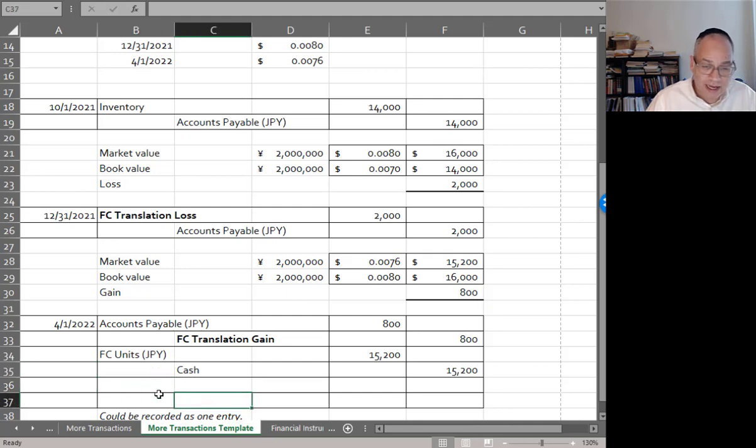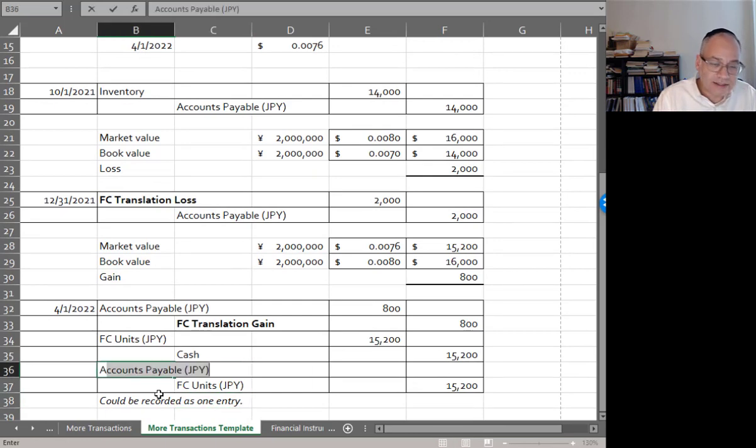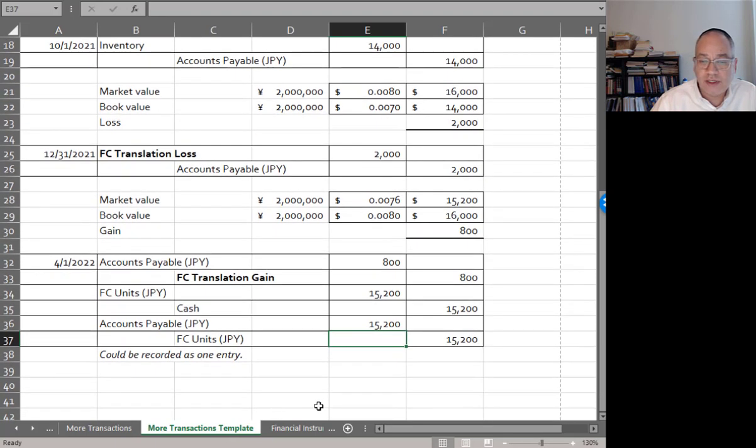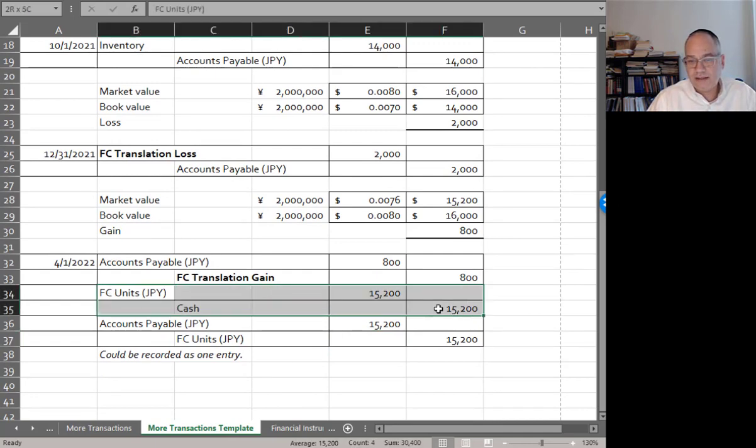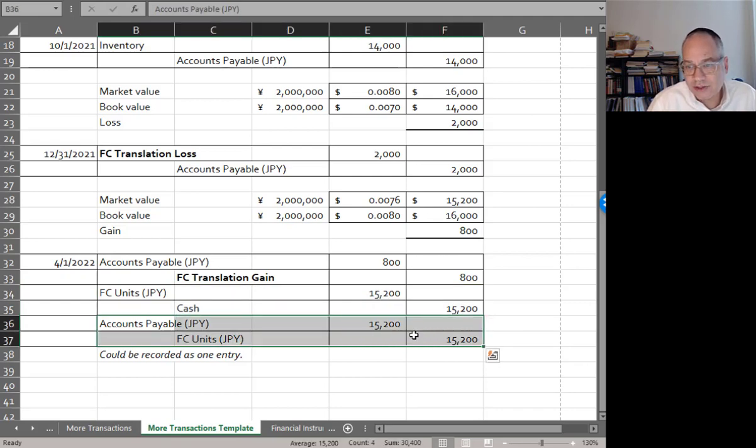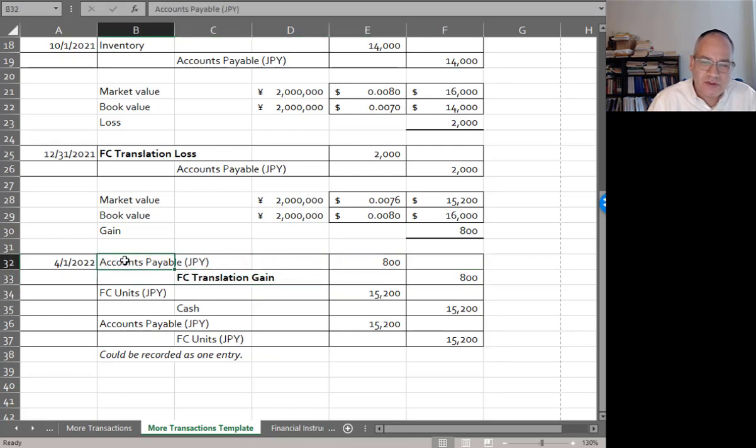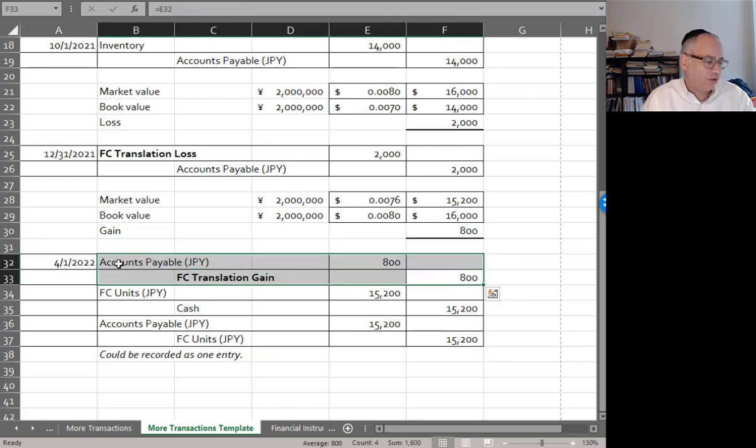Then I'm going to take my 2 million yen and pay it to this supplier, and that's going to relieve me of my accounts payable, which is also on the books for $15,200. So the book points out that this can be recorded as one entry. I don't think that's a smart thing to do, because the purchase of yen and the settlement of the payable are really separate transactions. And I think that for paper trail purposes, you want to write this gain in a separate transaction. Nonetheless, the book says you can do it, so it must be true.